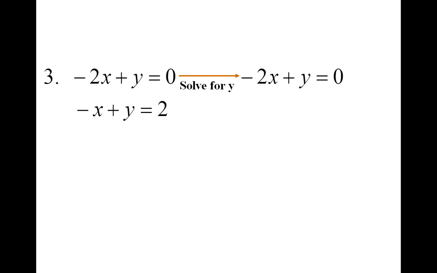Here, -2x plus y equals 0, -x plus y equals 2. That just solved the first equation for y. And it doesn't matter. You could have solved equation 2 for y as well. Both would work. Now, if we solve for y here, what would you do to get this -2x out of the way? So you would add 2x to both sides. And once you do that, you get y equals 2x.